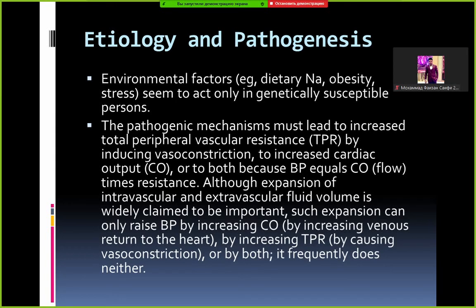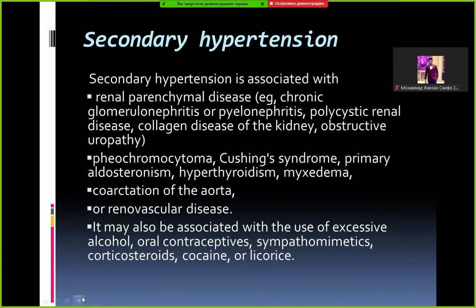...resistant by causing vasoconstriction, or by both, and it frequently does neither. Secondary hypertension. Secondary hypertension is associated with renal parenchymal diseases such as chronic glomerulonephritis or pyelonephritis or polycystic renal disease and some other diseases, and endocrine system disorders such as pheochromocytoma, Cushing's syndrome, primary aldosteronism, and others.